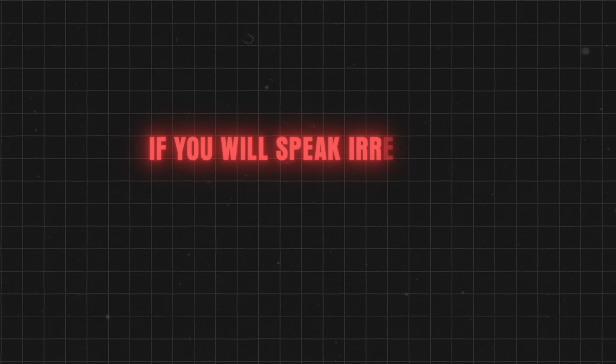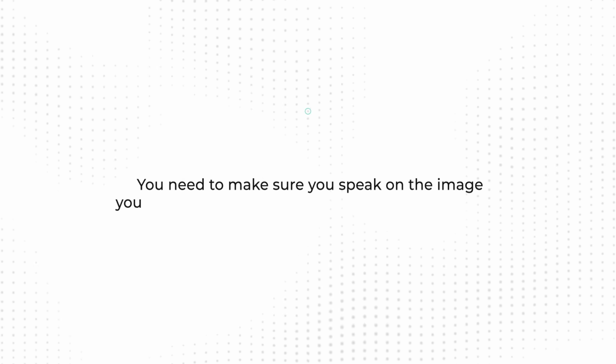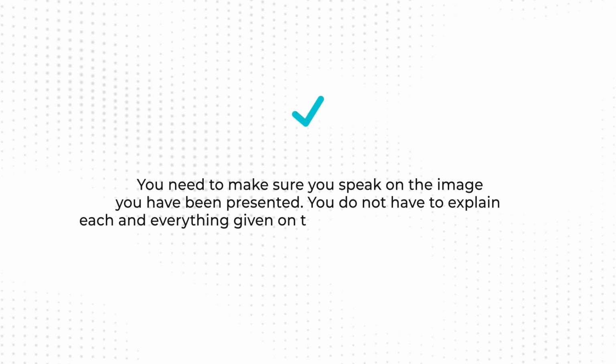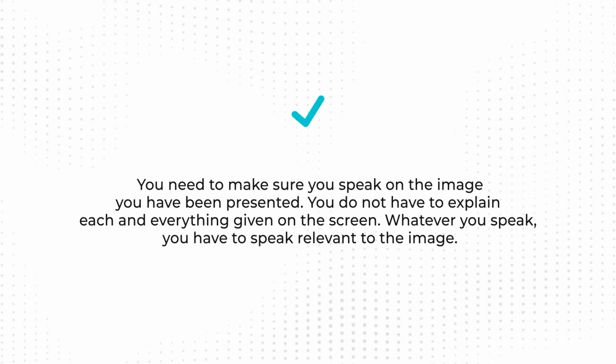Now, if you speak irrelevant content, you're not going to get your desired scores. What you need to do to get your desired scores, you need to make sure you speak on the image you have been presented. You do not have to explain each and everything given on the screen. Whatever you speak, you have to speak relevant to the image.